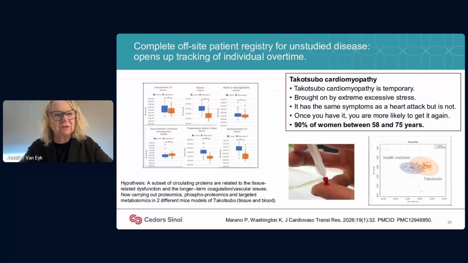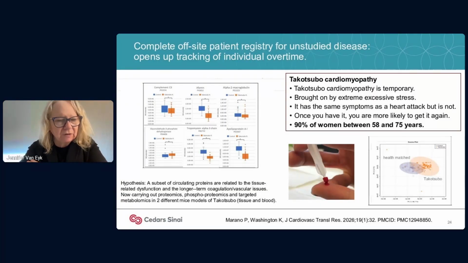So we did age match and sex match. But again, remember, this is primarily a female disease. And so we analyzed across those two cohorts. And what we found, as shown in the PCA plot at the bottom, is that there really was no overlap in the blood proteome of the individuals that were healthy, or healthy as they can say they are, versus those who had had a Takotsubo, adjudicated Takotsubo event at some time in their life.